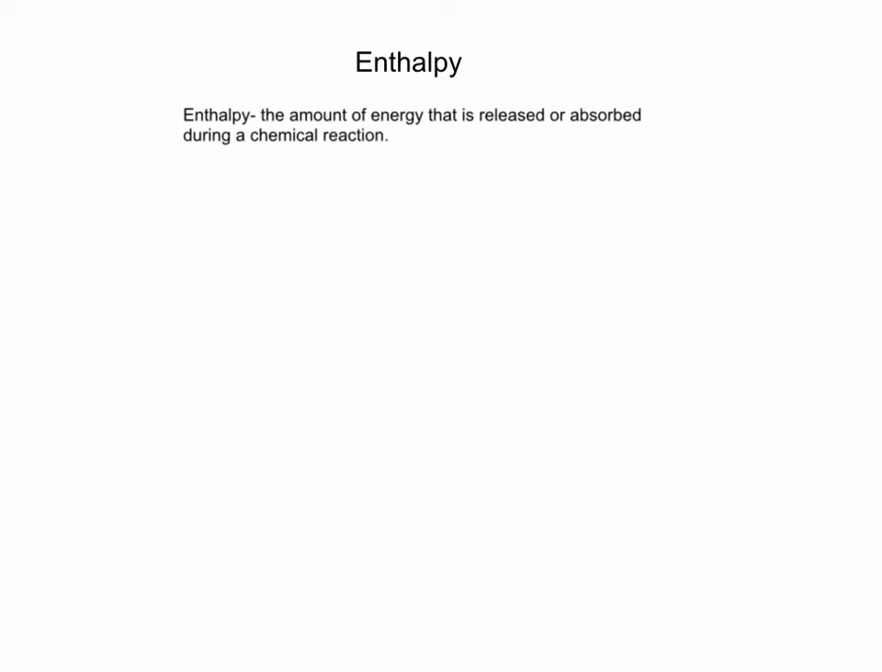The symbol for enthalpy is delta H. And the reason why it's delta H is we can actually only measure changes in the amount of energy. We can't measure the total amount of energy contained within the reactants and products themselves. We can just measure how that changes. And the unit for enthalpy is usually kilojoules per mole. We can represent the enthalpy of a reaction in several different ways.